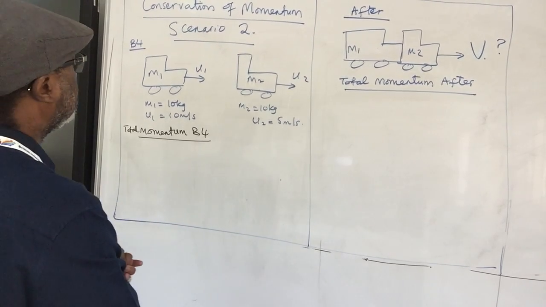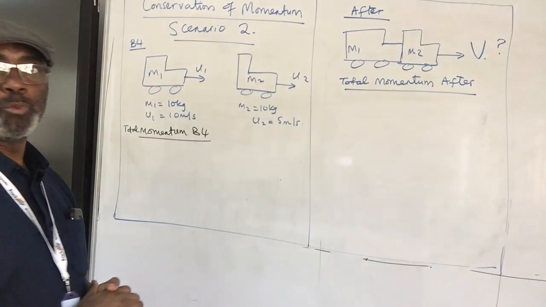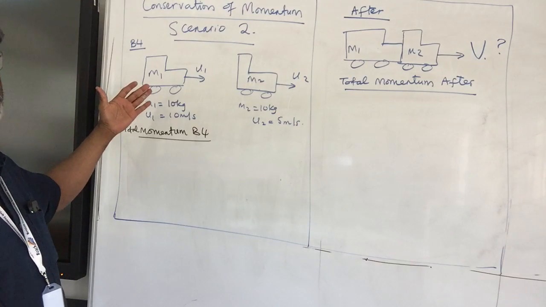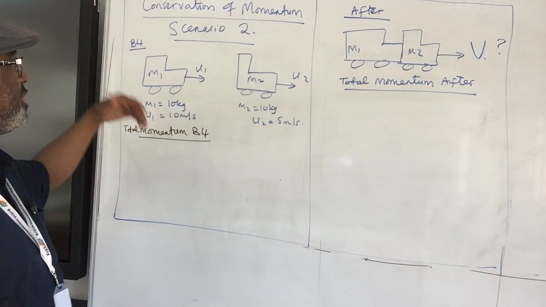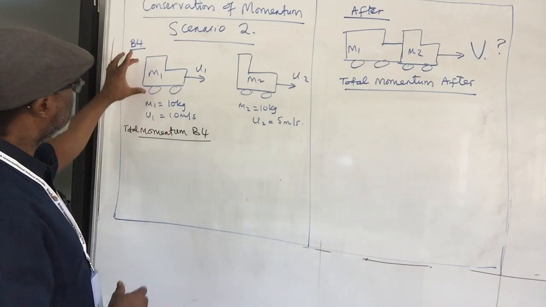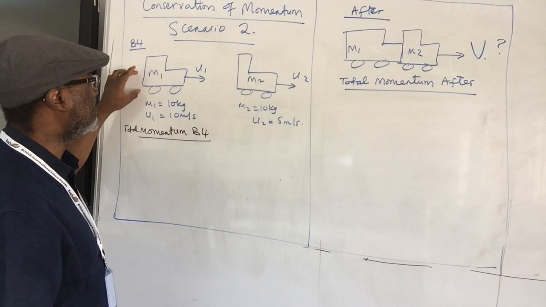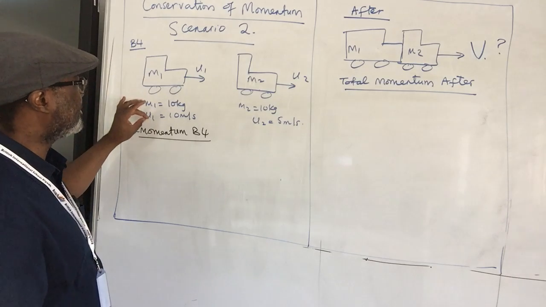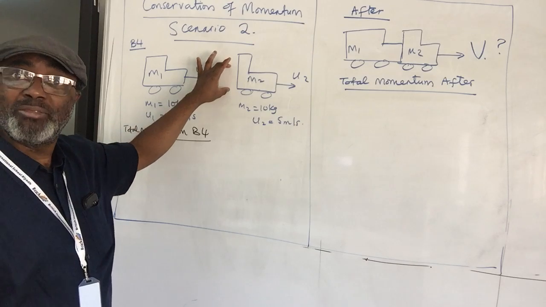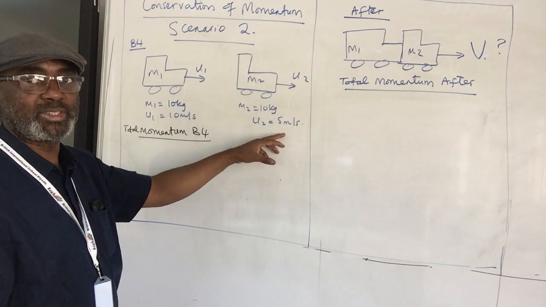Hello, this is conservation of momentum scenario number 2. In the last scenario we looked at two different masses. One was stationary, the other was moving. But in this particular example, mass M1, a car or an object of mass M1, is moving at 10 meters per second.